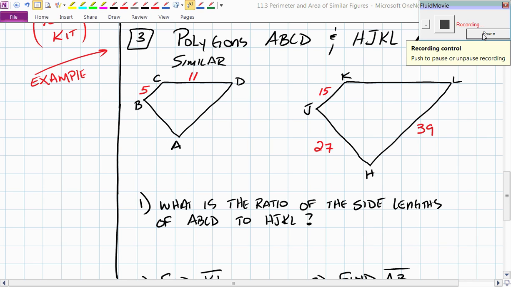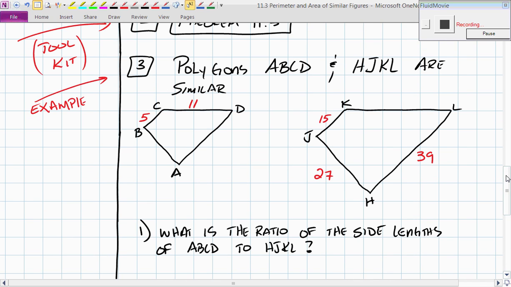I have two similar figures here. It says so in the directions. I've got polygon ABCD and polygon HJKL, and they are similar. So they are telling me right away that they are similar, so I don't have to check because it was given to me. So figure ABCD is the smaller one. Figure HJKL is the larger one.